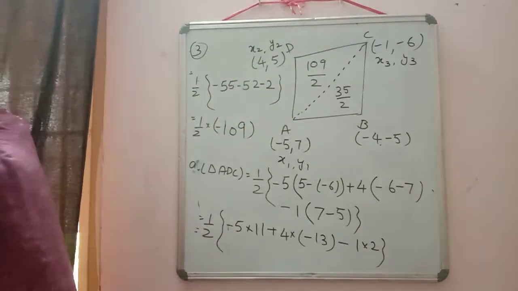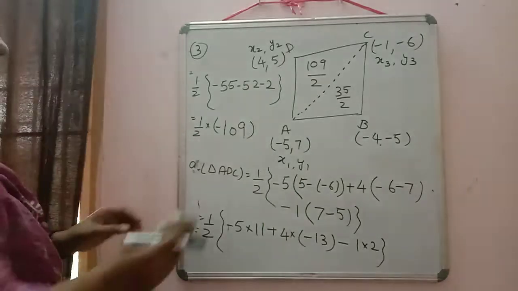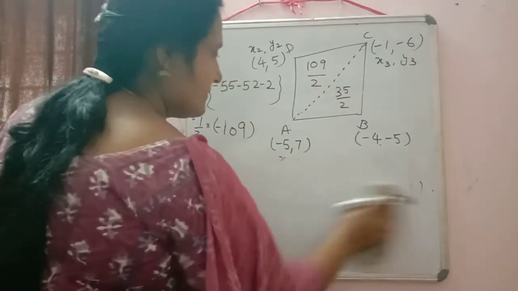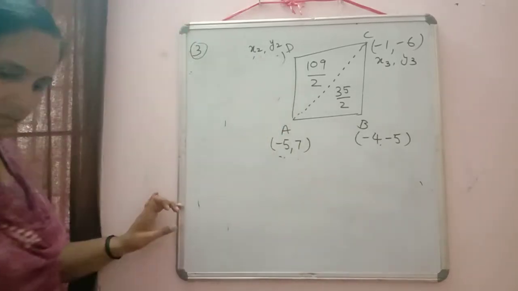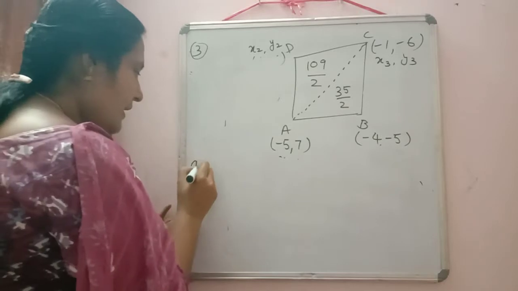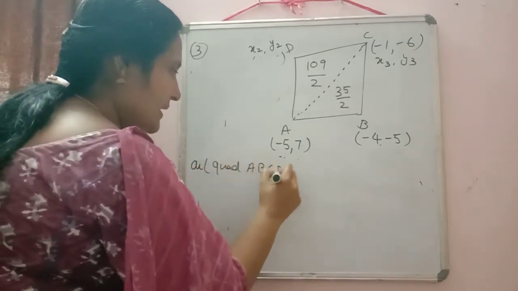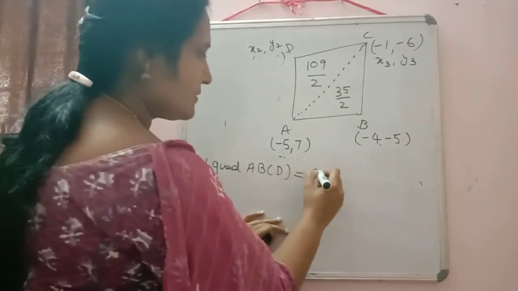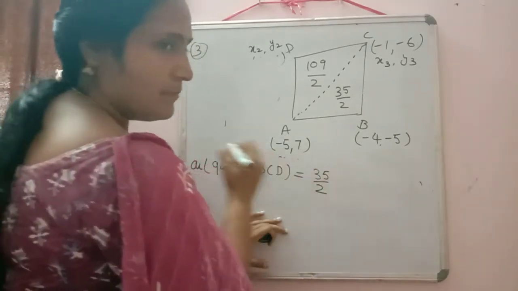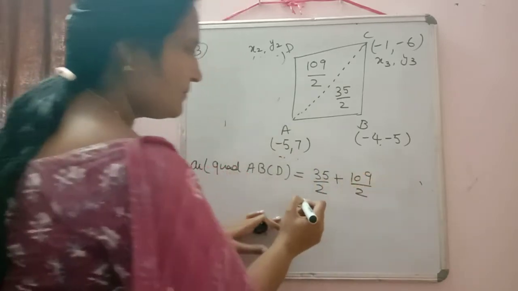So we got area of triangle ABC as 35 by 2 and area of triangle ADC as 109 by 2. Now what we will write? Area of quadrilateral ABCD is equal to, what we will do? We will add these two areas. So it will be equal to 35 by 2 plus 109 by 2.